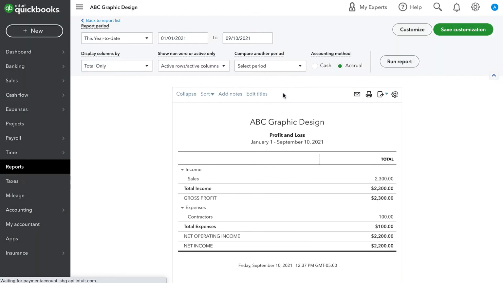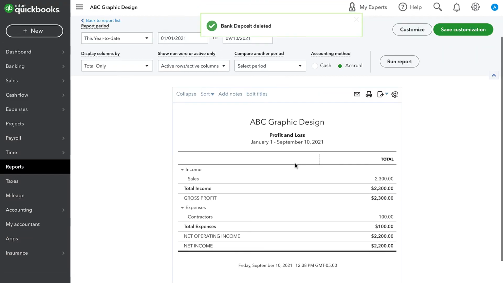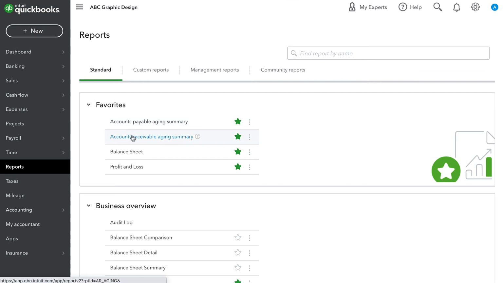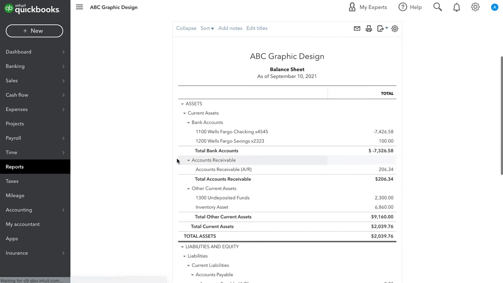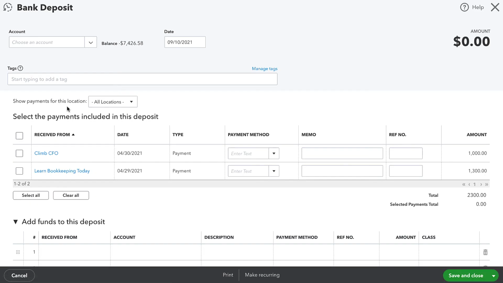I'm going to delete the transaction that was posting directly to accounts receivable. So I'll delete that. And then if we go look at our accounts receivable aging, we see that Climb CFO no longer has that $1,000 balance. And then going back to the balance sheet, let's go ahead and clear out both of these deposits. So I'm going to select both of them. The assumption here is that we're depositing them at the same time, maybe with the same deposit slip, and we save and close.